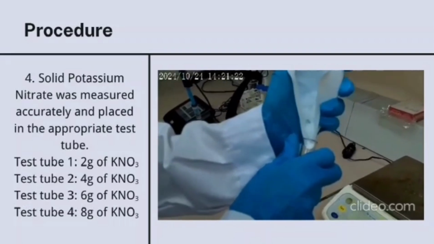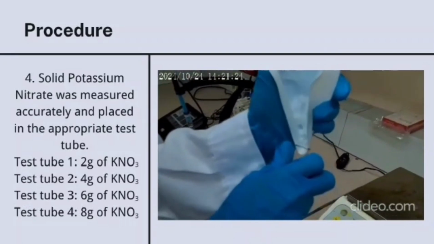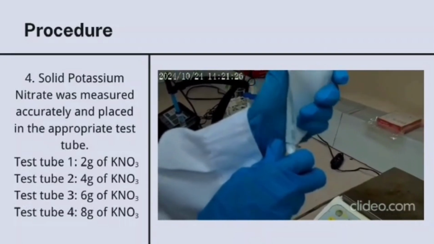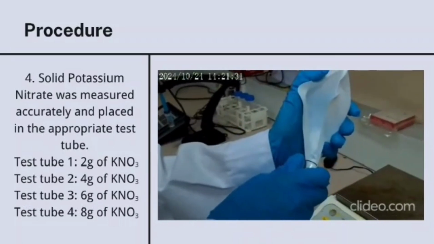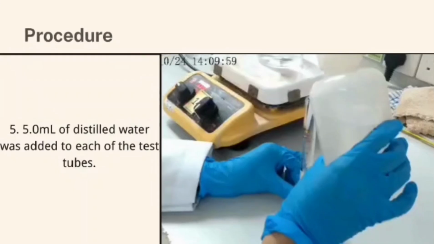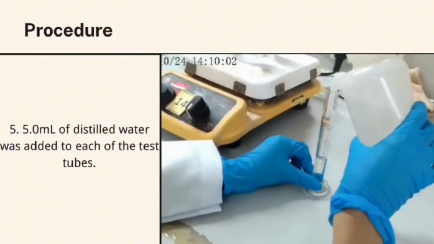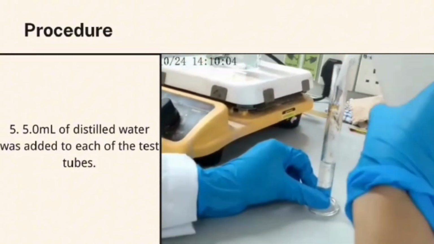For test tube 1, 2 grams of KNO3; test tube 2, 4 grams of KNO3; test tube 3, 6 grams of KNO3; and test tube 4, 8 grams. Procedure 5. 5 ml of distilled water was added to each of the test tubes.